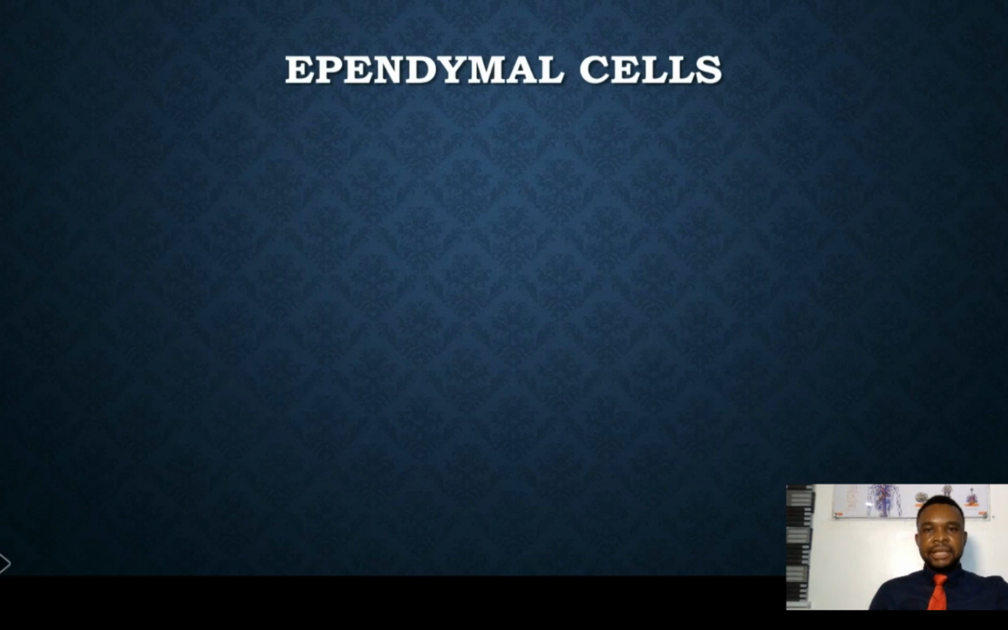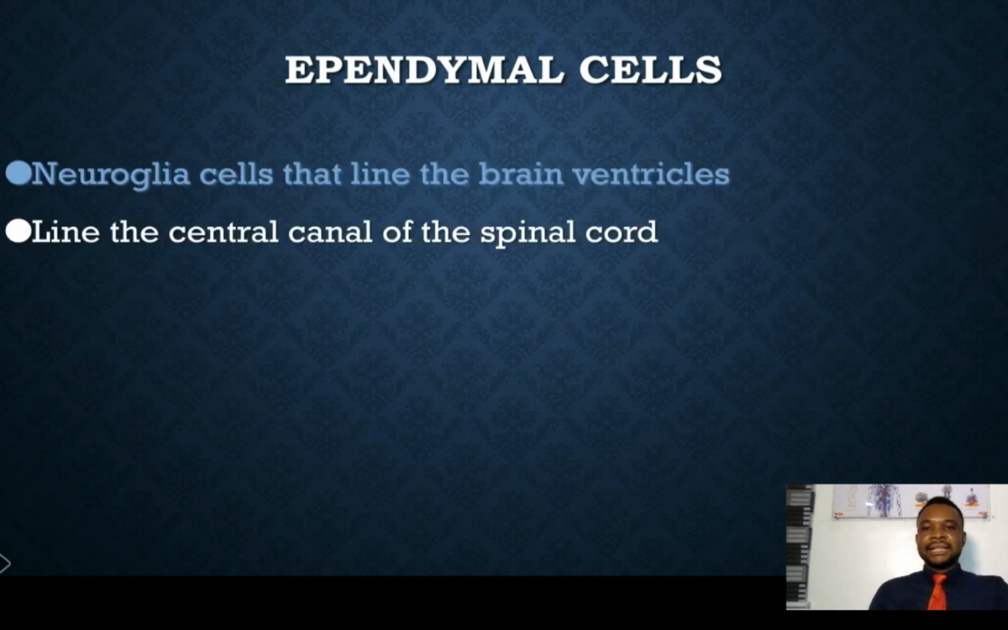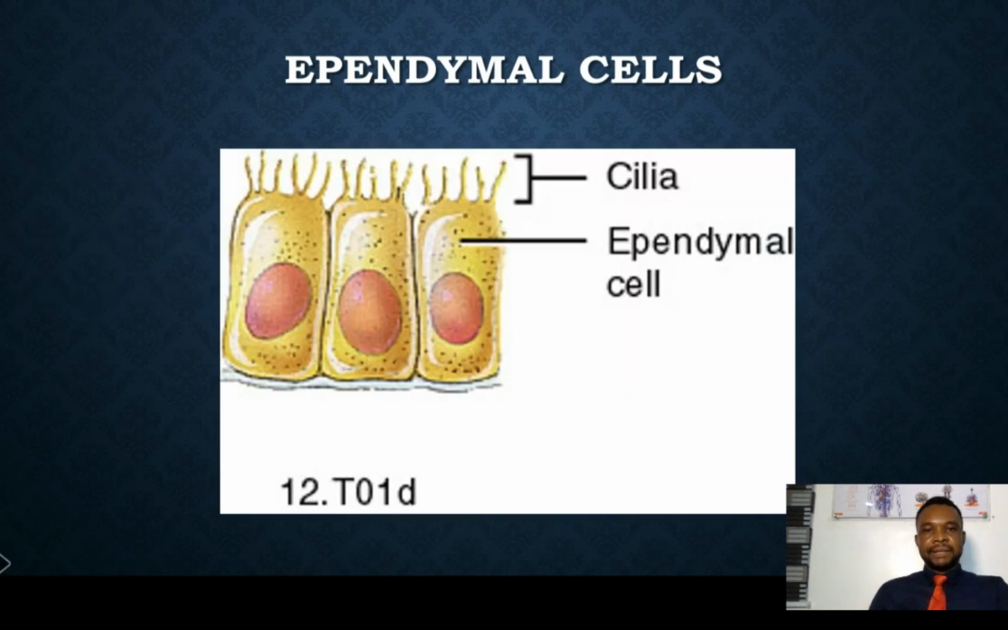Now, the next supporting cell is ependymal cells. These are neuroglia cells that line the brain ventricles. As we continue this tutorial in another edition, we'll talk about the ventricular system of the brain, where the cerebrospinal fluid is produced. In the brain, that is where you see the ependymal cells in the choroid plexus. So they help to produce cerebrospinal fluid. They also line the central canal of the spinal cord, and help to form and circulate the cerebrospinal fluid within the brain. This is the structure of the ependymal cells.